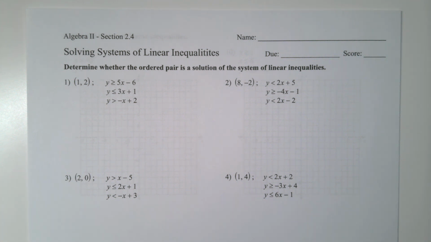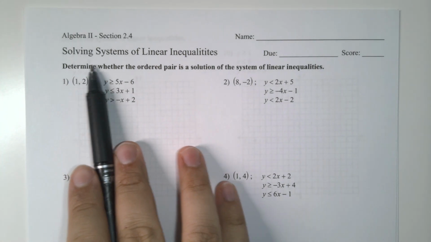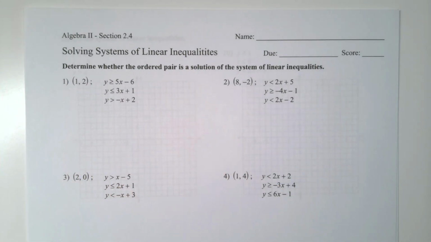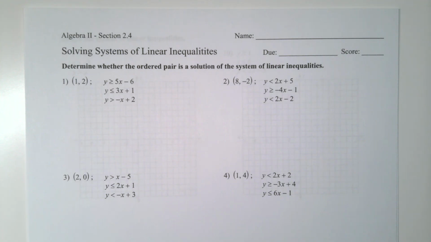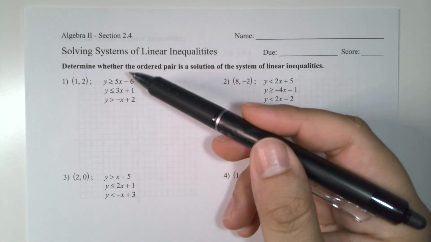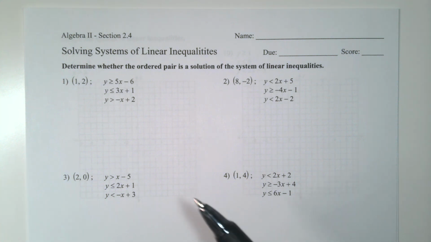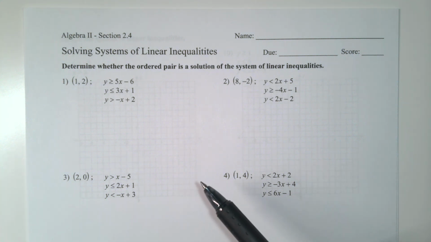In this video, we're going to cover section 2.4, and we're going to solve systems of linear inequalities. The first three sections were focused on solving systems of linear equations, and so we had three equations with three variables. Now we're going to go back to just 2D, where we're working with only two variables, but we still have more than two inequalities to worry about solving.